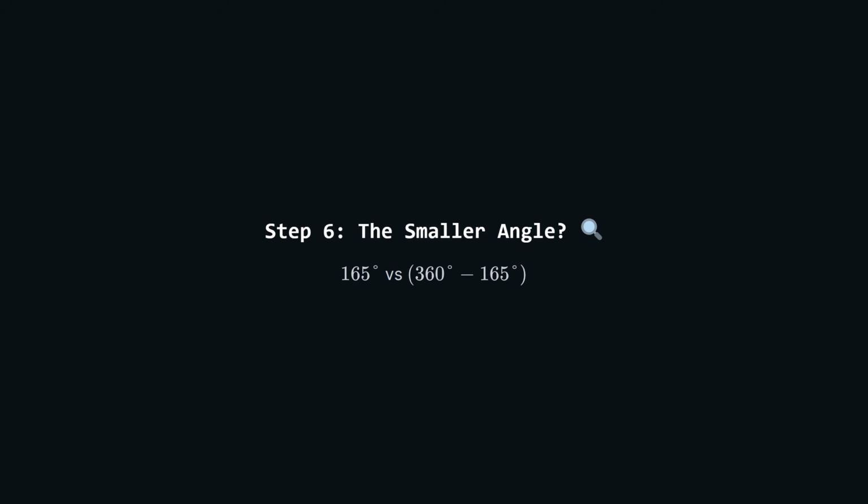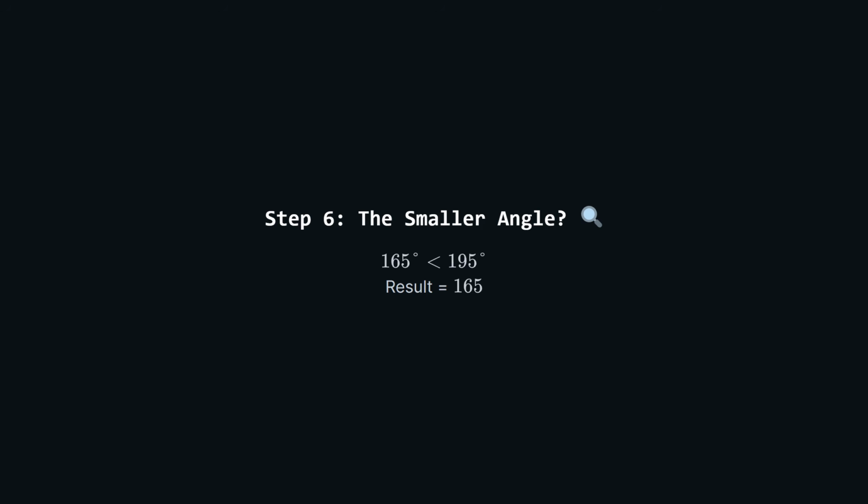Remember, the problem wants the smaller angle. The hands create two angles on the circle. One is the difference we just found and the other is the rest of the circle. We check which is smaller, 165 or 360 minus 165, which is 195. The smaller one is 165, so that's our answer.